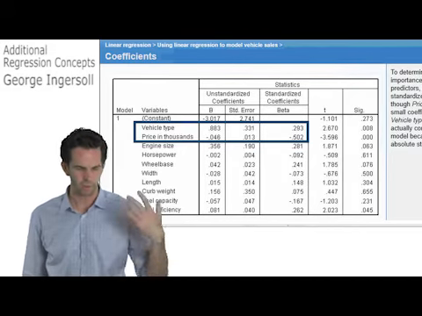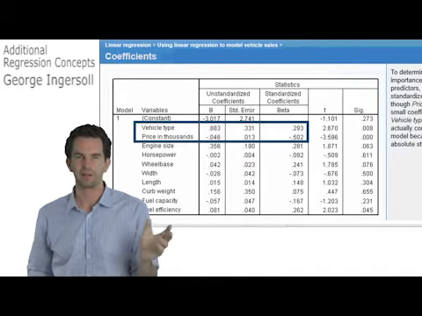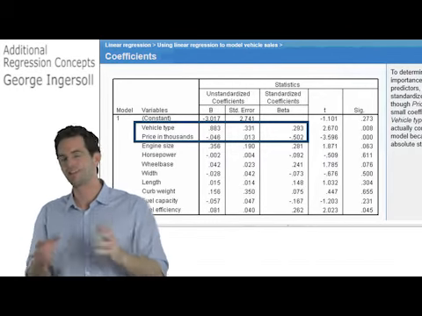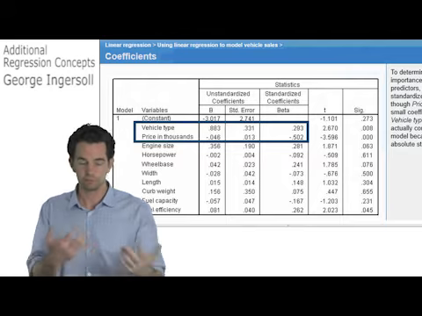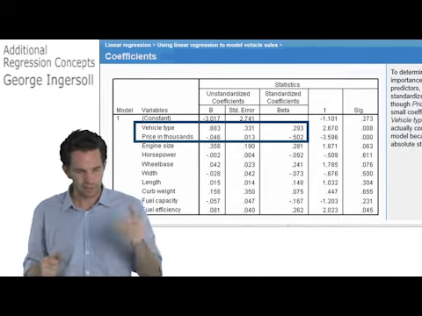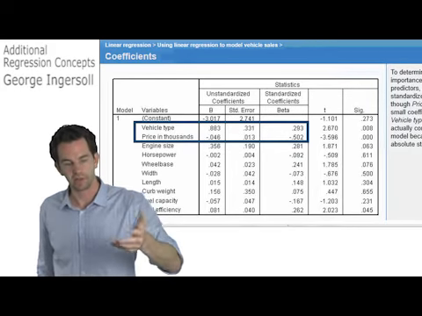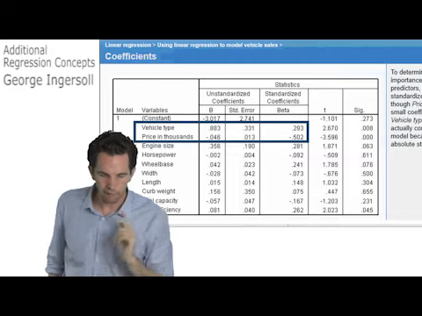SPSS is, I think, the most widely used piece of statistical software, not counting Excel, because Excel is not really statistical software. It does pretty well with statistics, but it's not only defined for that. SPSS gives you the unstandardized coefficient, which is what we're used to dealing with, and the standardized coefficients. And I want to point something out here.